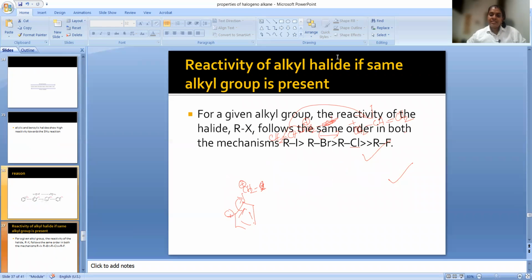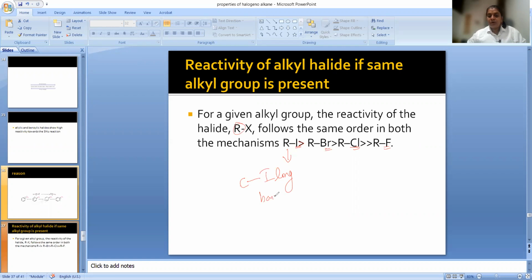So if there is the same alkyl group, this is applicable for both SN1 and SN2 mechanisms. Suppose we have the same alkyl group, R. What will happen? The same alkyl group is there, but only the halogen atom is changing. So the order of reactivity is this: RI will be more reactive because, as already discussed, it has a long C-I bond, right? The C-I bond is long.